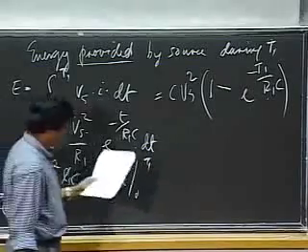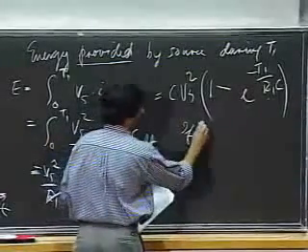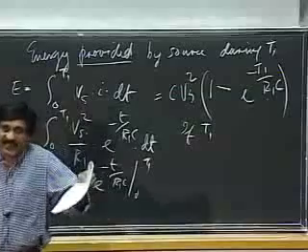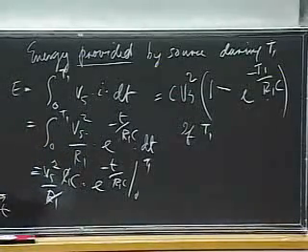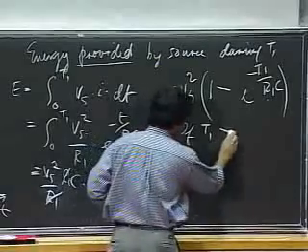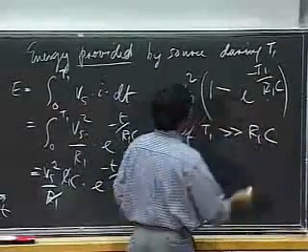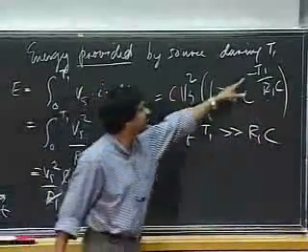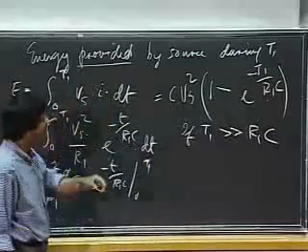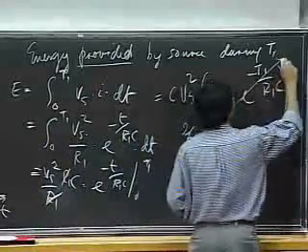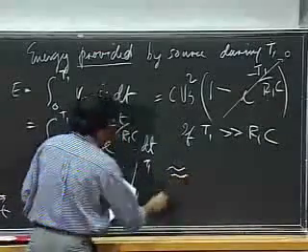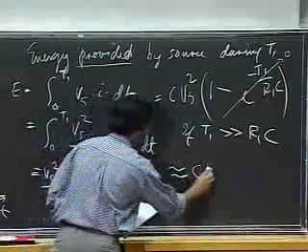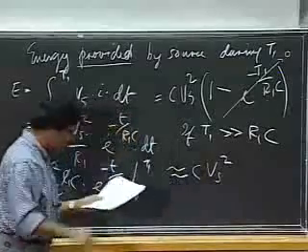What I'm also going to do is assume that the time T1 that the switch is closed is much, much bigger than the time constant of the circuit. So if T1 is much, much greater than R1C, then this term goes to 0. And this becomes more or less equal to C Vs squared.